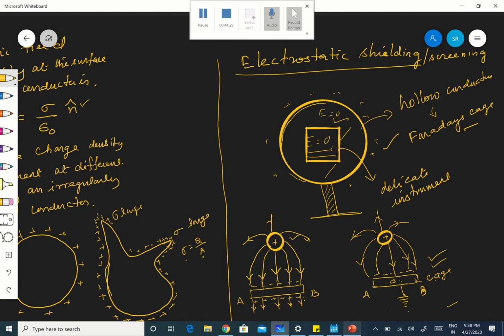Now tomorrow we will go to the capacitor. Okay, capacitance, what is electrical capacitance, right?